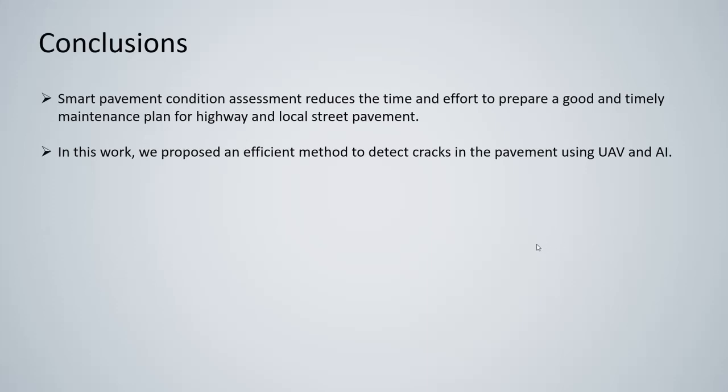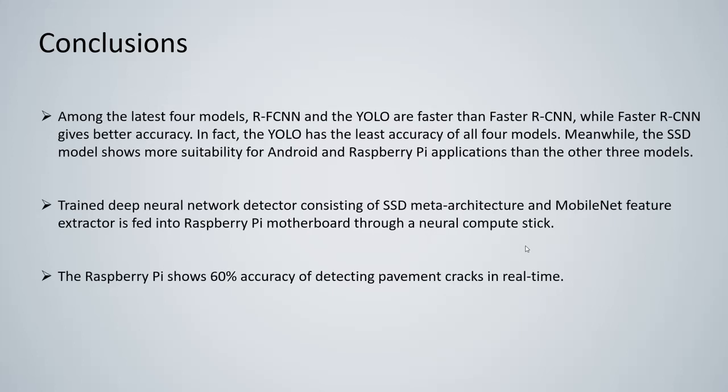Conclusions: smart pavement condition assessment reduces the time and effort to prepare a good and timely maintenance plan for highway and local street pavement. In this work, we proposed an efficient method to detect cracks in the pavement using UAV and AI. Among the latest four models, R-FCN and the YOLO are faster than the faster R-CNN, while faster R-CNN gives better accuracy. YOLO has the least accuracy, and SSD MobileNet shows more compatibility for Android and Raspberry Pi.